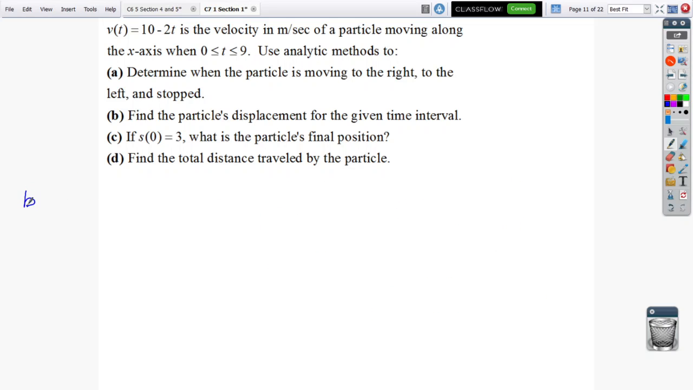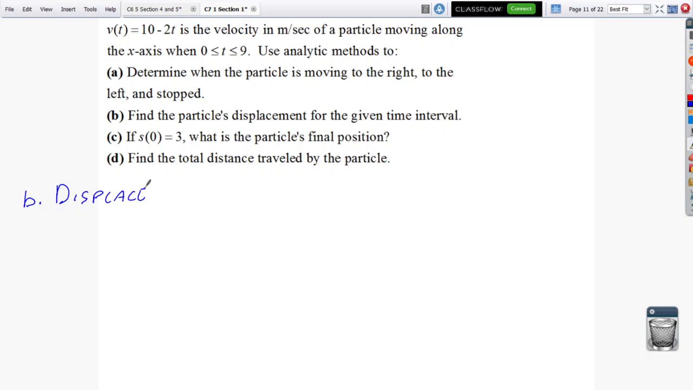So for part B, I want to find the displacement. The displacement, again, we set this up a couple of slides ago, is going to be equal to the integral over the entire interval. So just the integral from 0 to 9 of the velocity function. In order to evaluate this, again, we're using analytic methods, so we don't really want to touch our calculator here. We would have integral from 0 to 9, velocity function being 10 minus 2t dt.